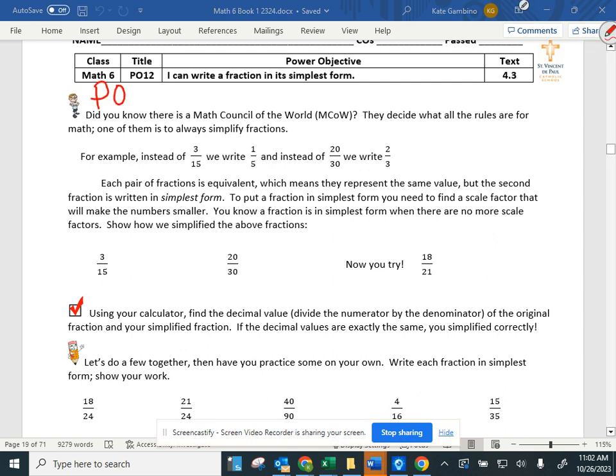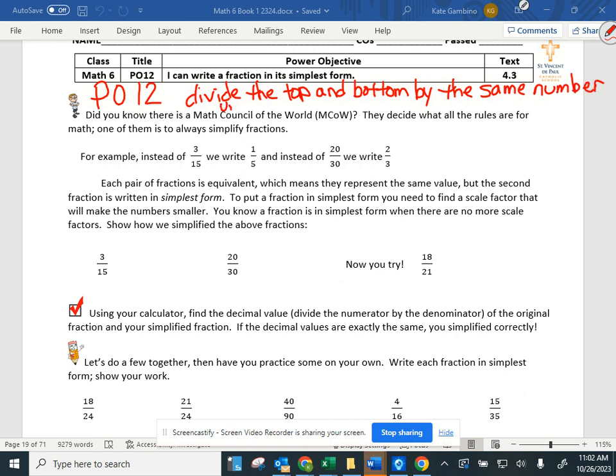So now we have PO12. Write that on your card. I can write a fraction in its simplest form. What does that mean? When I say simplify, simplify, simplify, what do we have to do, Ava? Divide the top and bottom by the same number until you can't anymore.